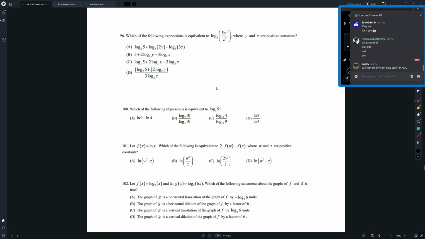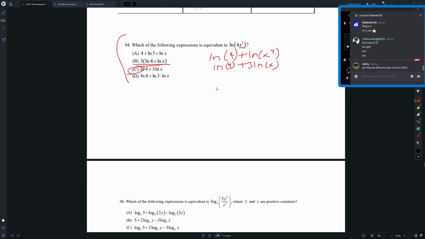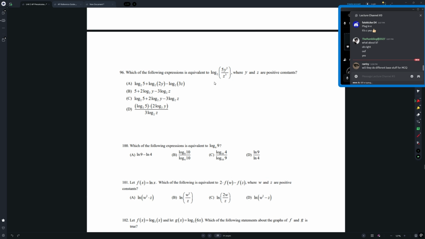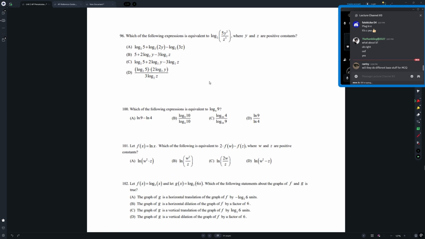So now, will they do different base stuff? Let's change base, and we will go over a little bit of that for a question, but that's really it. I forgot how to change base, and then we'll review it. All right, so try 90, let's try all four. I'll give another 3 minutes for all four because there's a little bit of algebra.